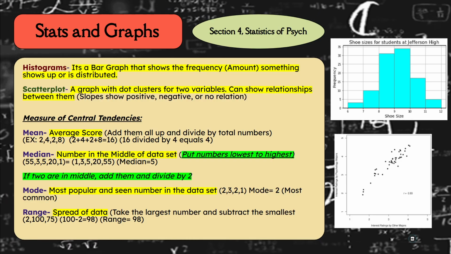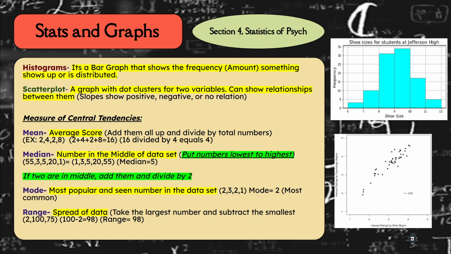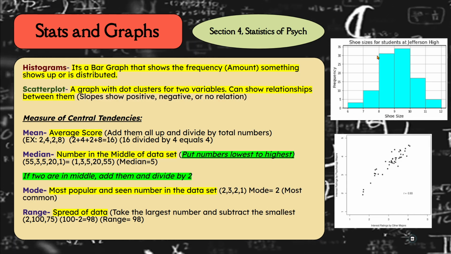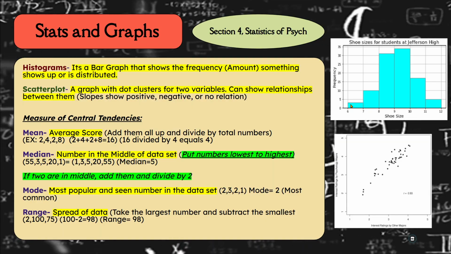Statistics. We have histograms and scatter plots as graphs. Histograms, as on the right here, show the amount of something. So these are shoe sizes. For example, this shows that for size 8 shoes, there's about 31 of them. For size 6 shoes, about 3 right there. Maybe size 10 shoes, we're going all the way up to almost 34.